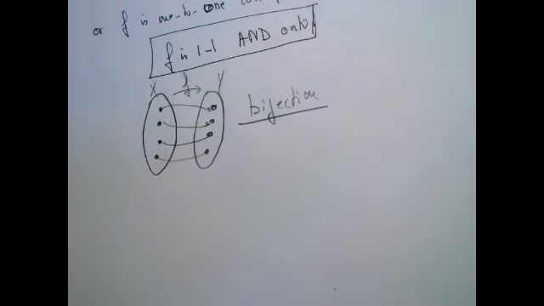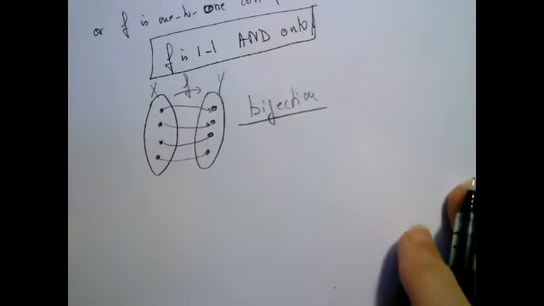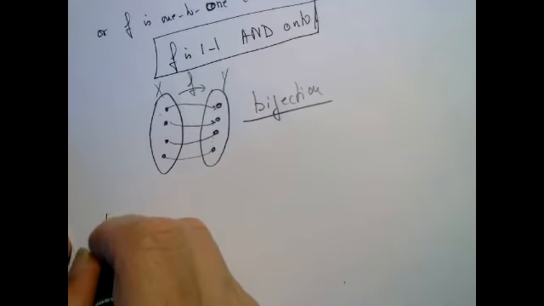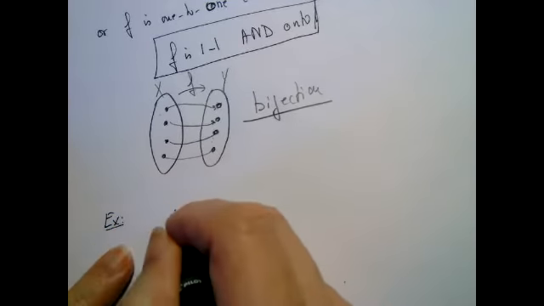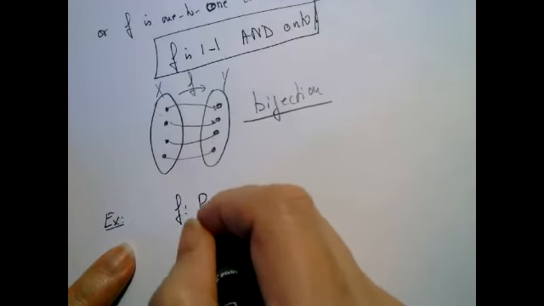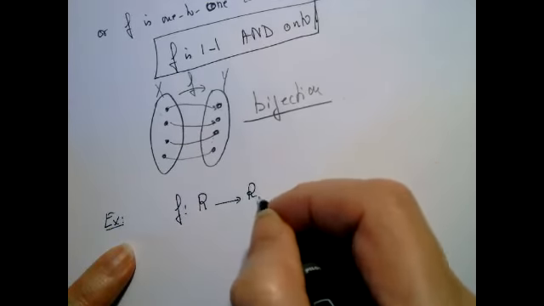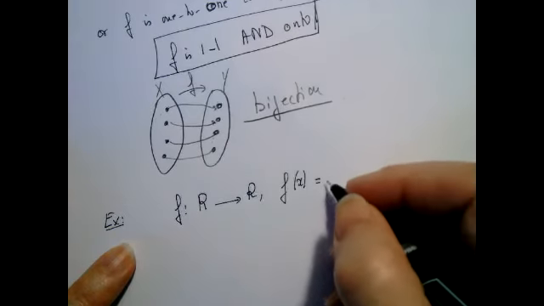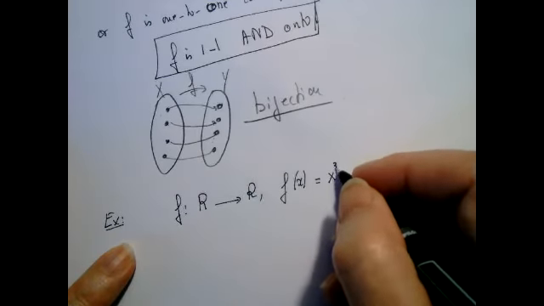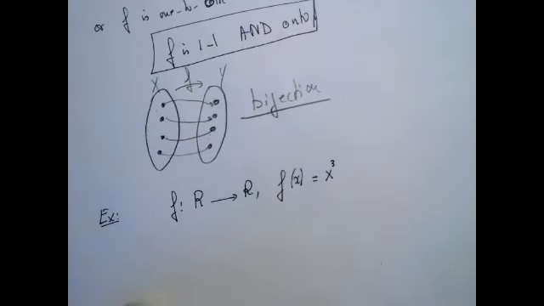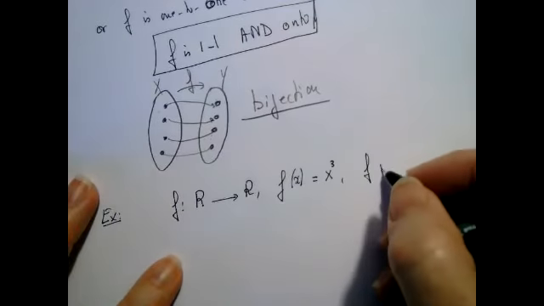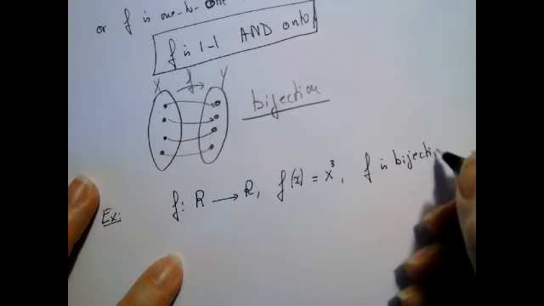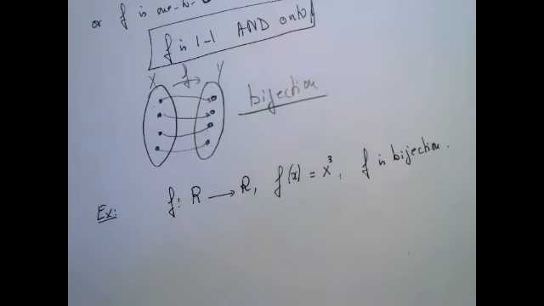Now, we just saw one a minute ago, but let me give you a very simple one. Suppose I take the function f to be a function from, let us say, R to R, given by f of x equal to x to the power 3. So f is a bijection. Okay, and we're going to prove it.